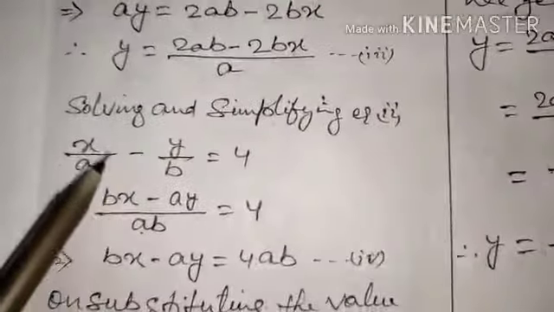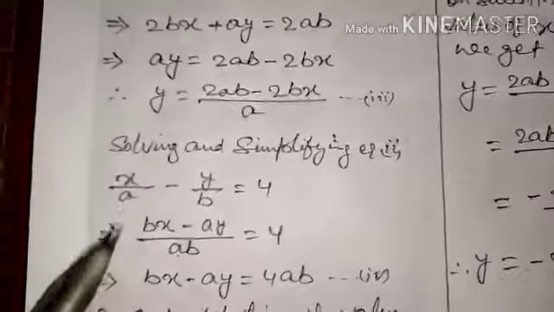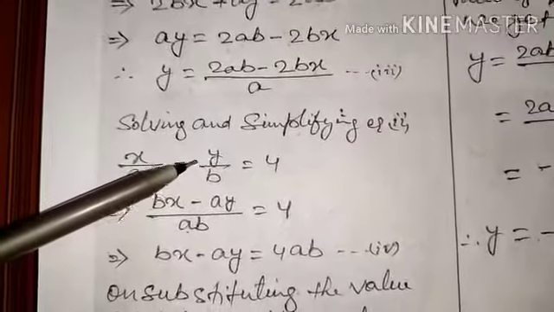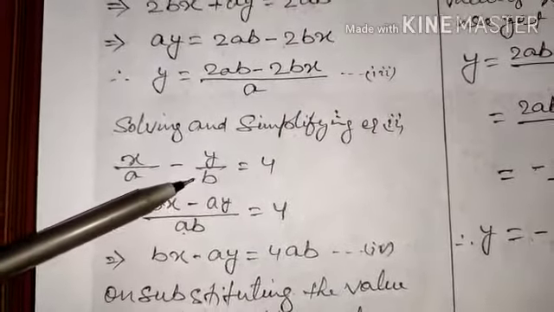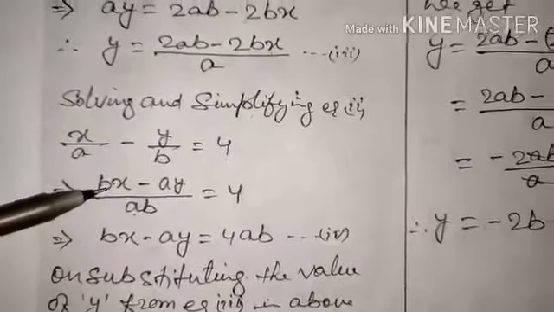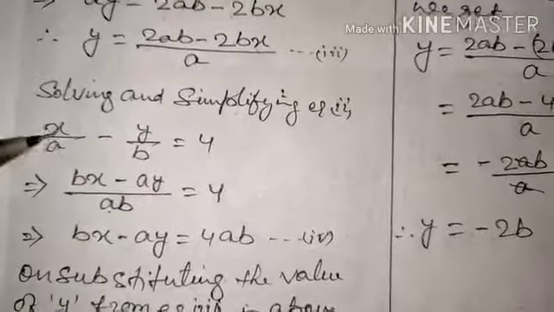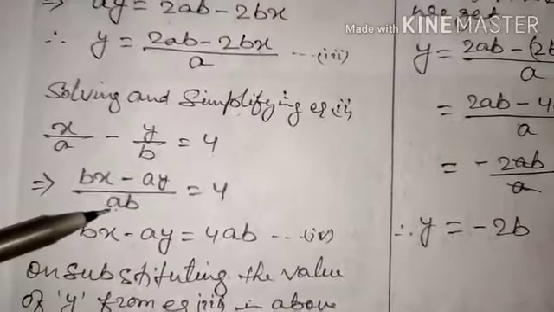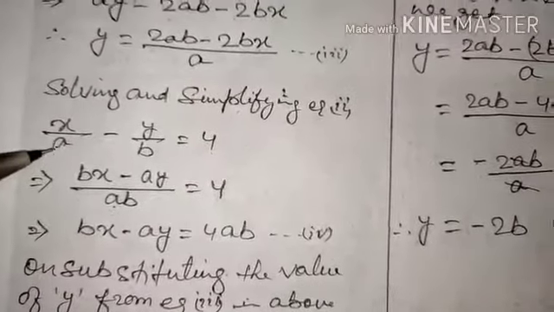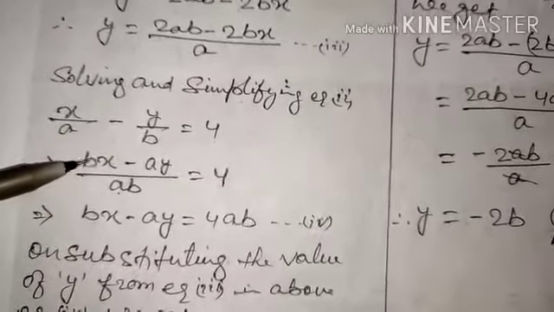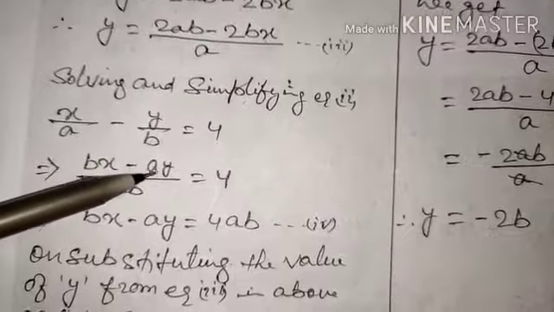Now move on, solving and simplifying equation second. Again we are taking equation second to simplify, because if we substitute the value of y directly over here, it will be very complicated for us to solve. That's why we are simplifying this also. So let us simplify it. Again we are going to do the fractional subtraction. The LCM of a and b will be ab. Now again divide ab by a, and it will become only b. So b is going to multiply with x, so bx, similarly we get minus ay.